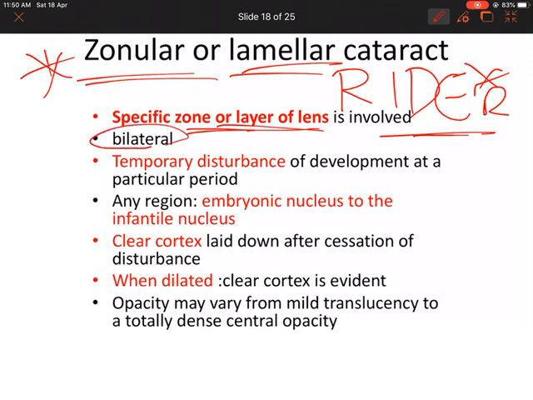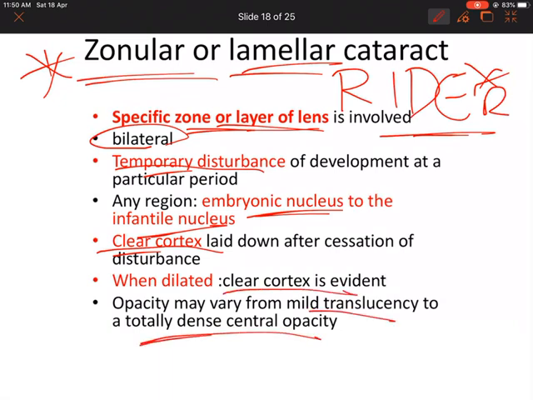It can be bilateral. This is due to the temporary disturbance of the development of the particular period. Any region from the embryonic nucleus to the infantile nucleus can be involved, so it usually occurs in the nucleus. The clear cortex is laid down after the cessation of the disturbances. When the clear cortex is evident, opacity may vary from mild translucent to a total dense central opacity.